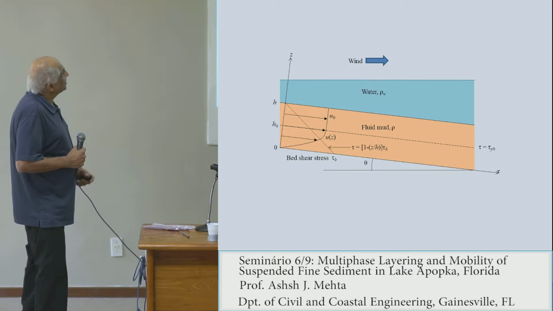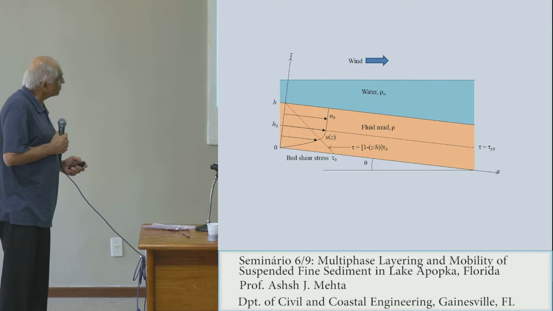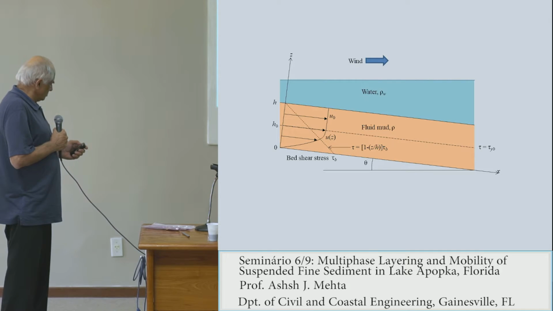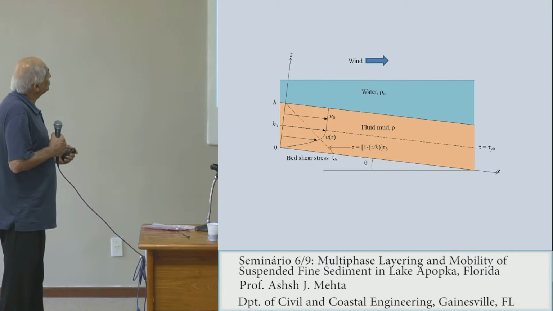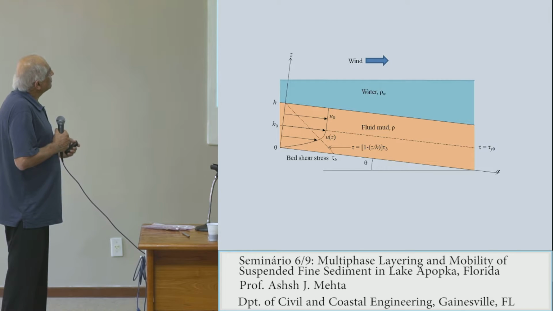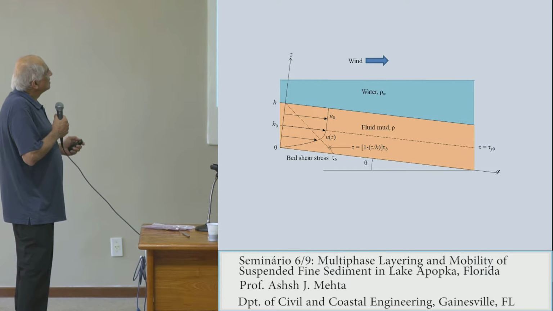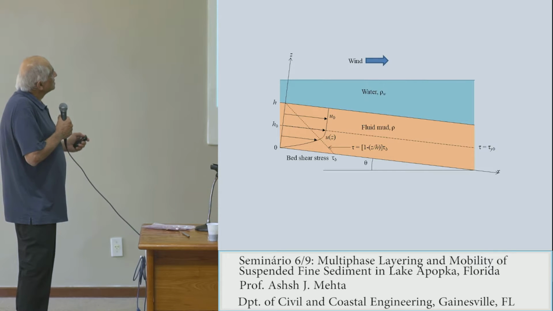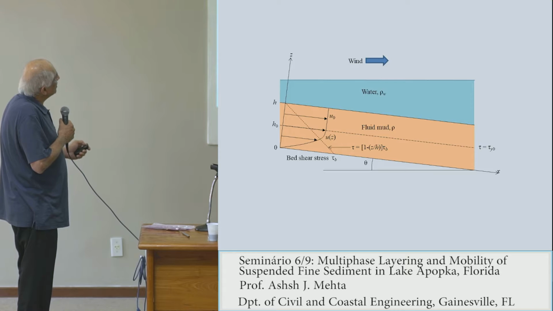So let's look at a very simple model of what it means for fluid mud to move down. This is a two-layered system. Here is water, and here is fluid mud, and the fluid mud has a constant density. Because it's constant density, the shear stress increases linearly with depth, and you have this profile here.